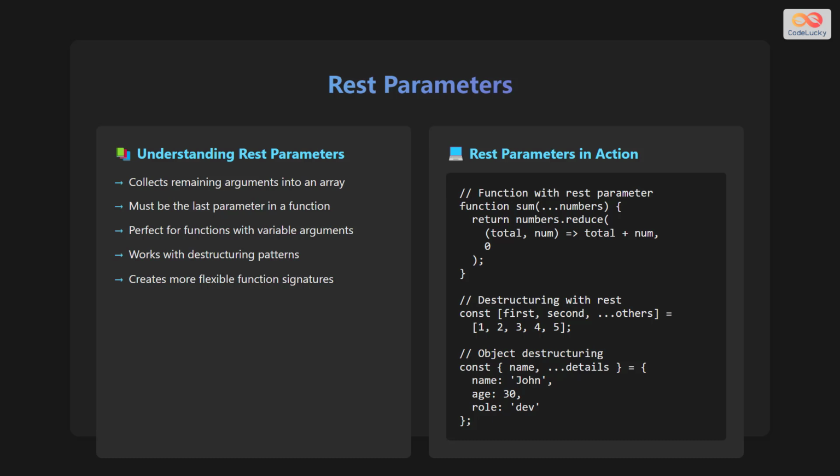With array destructuring, first and second variables get the first and second values from the array, and the remaining array is assigned to the others variable. With object destructuring, name is assigned to the name property and the remaining properties are assigned to the details object. These are some use cases of the REST parameters.